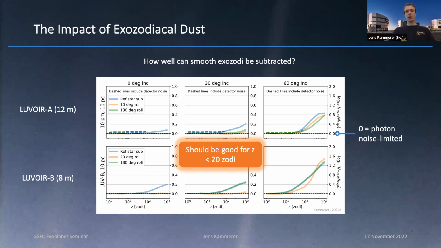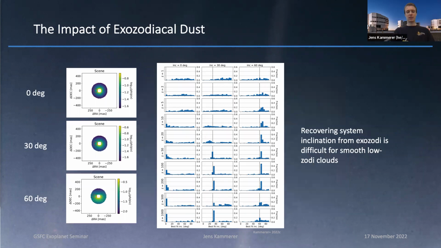So yeah, I'm getting to the end of the talk. This is basically the last slide. I just wanted to show you another result that we got from these disk subtraction exercises. Basically, we wanted to figure out if it's possible to find the inclination of the system by trying to fit a model to this exozodiacal dust component of the image.